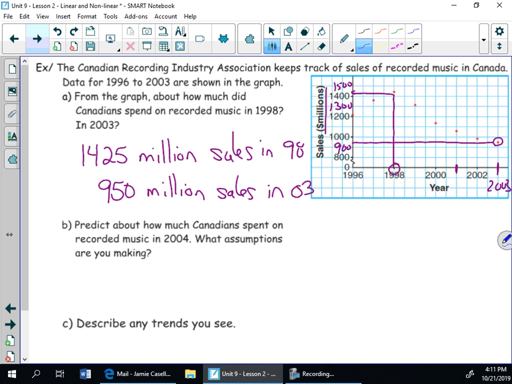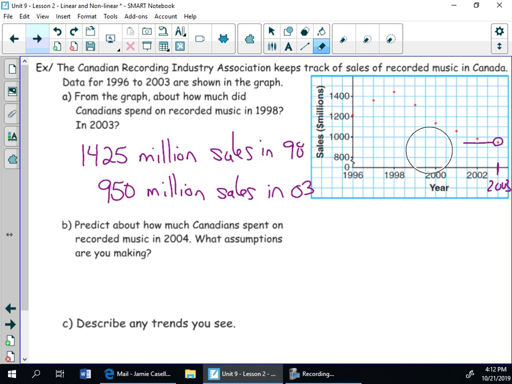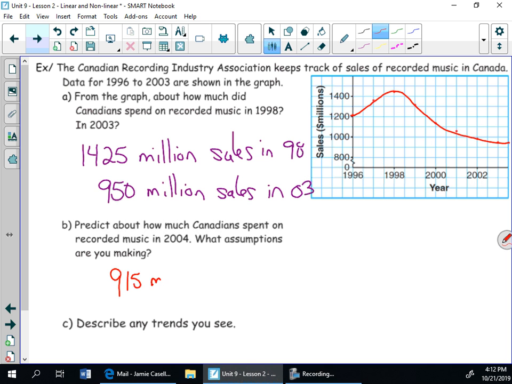Okay, predict how much Canadians spent on recorded music in 2004. What assumptions are you making? Well, if we were looking at a graph and think about this being a curve of best fit, because it definitely looks curved. The graph goes up and then down. But what's happening as it goes down over here? Is it continuing to go down a long ways? Like should 2004 be below 900? I don't think so. I think it's still going to be in the 900 something, but maybe it's 915 million. So it's dropping off. But it seems to me at the end of this curve it's almost leveling out, right? It's creating a flat spot almost, like that. It's not very steep anymore.